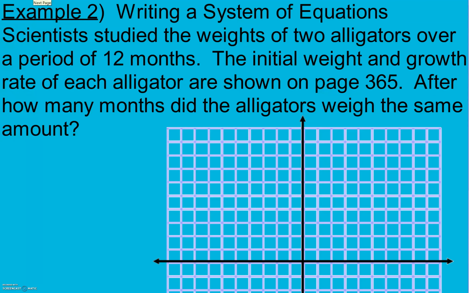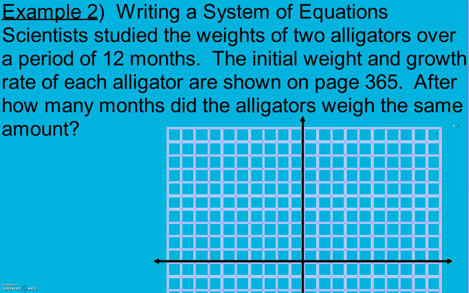Writing a system of equations here: scientists have studied the weights of 2 alligators over a period of 12 months. The initial weight and growth rate of each alligator are shown on page 365. After how many months did the alligators weigh the same amount?